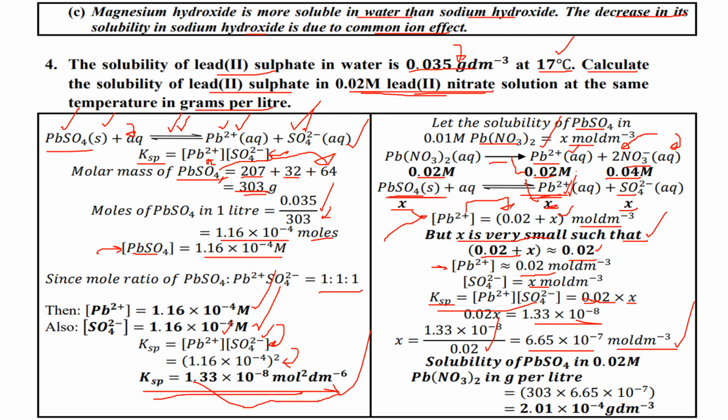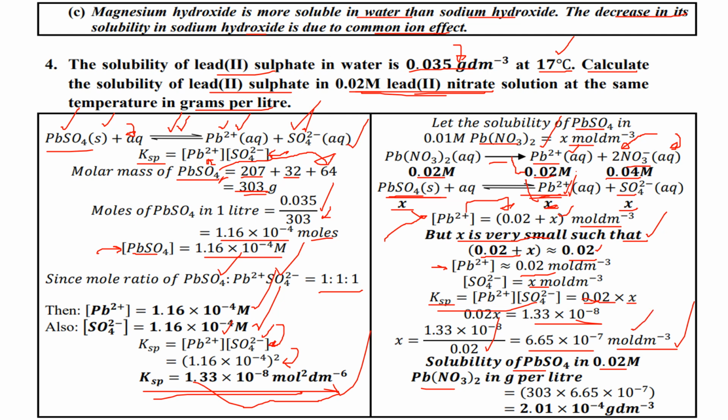Therefore, we conclude that, since the mole ratio is 1 to 1, remember that I told you the molar concentration of sulfate ion is going to be the same as the molar concentration of lead sulfate. So the solubility of lead sulfate in 0.02 molar lead nitrate, in terms of grams per liter. Now remember that this is in terms of moles per liter.